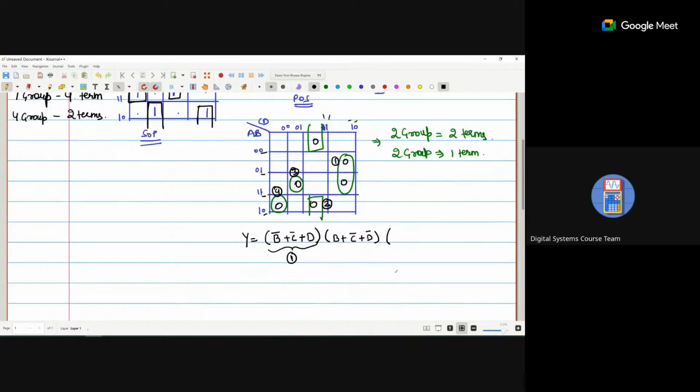Now the third group is a single element, so A, B, C, and D are all constant. The value of A is 1, so A bar. B is also 1, C is 0 and D is 1. And this is the fourth group: A is 1, B is 0, C is 0 and D is 0. So these are the four groups: group 1, 2, 3, and 4.